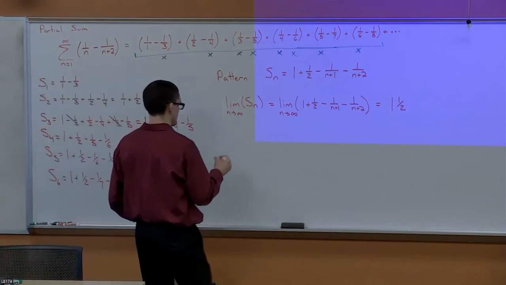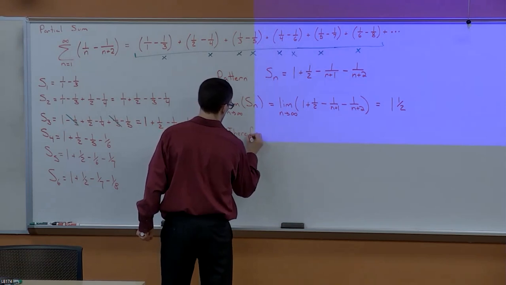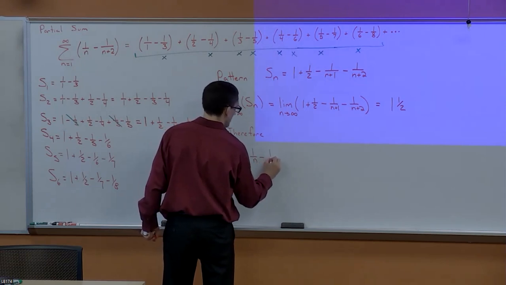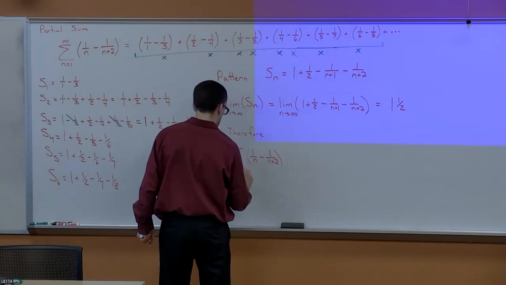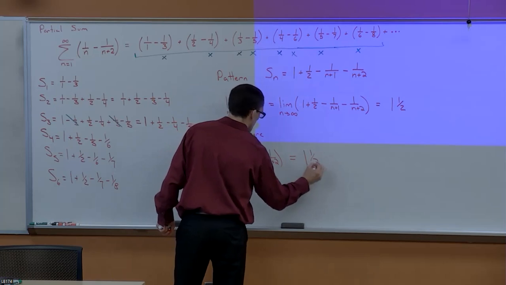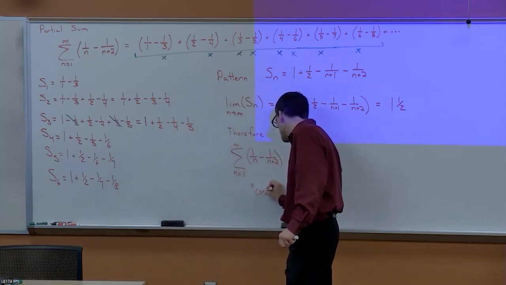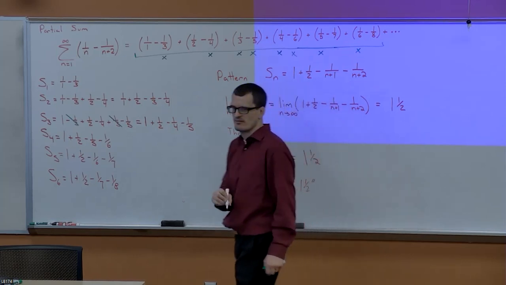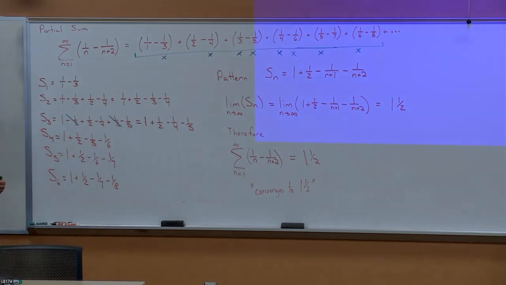So that means this infinite series, where we add up 1 over n minus 1 over n plus 2, is 1.5, or converges to 1.5, or 3/2, however you want to write that, right? Whether you write the number as a mixed number or a decimal or an improper fraction, excuse me, all those are fine.